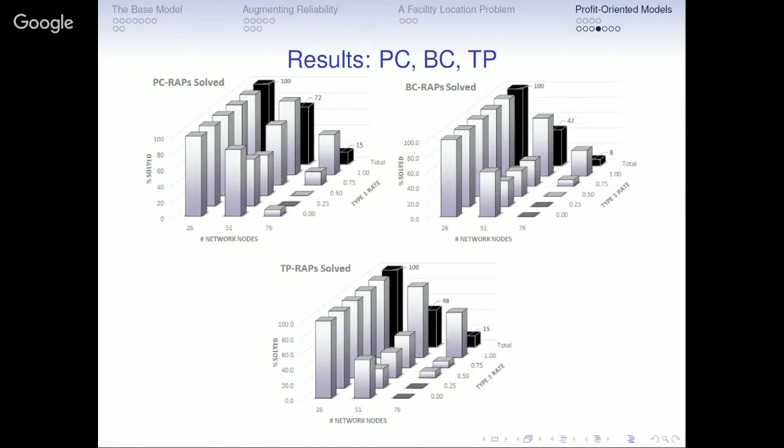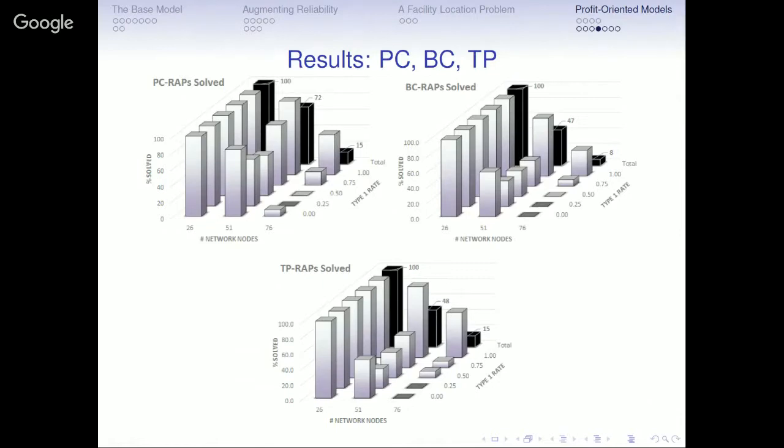And we see that from these small ones, 26, we can solve them all. Here, the black towers are the total, and we solve 72% of the still small ones with 50 nodes, which is not that bad. And if we go up to 76 nodes, then it's just 15% that we could solve. We see that the hardest are the ones in which the decision has to be made whether you want to install a ring or a tree, because you have nodes of different colors. That makes it more difficult.